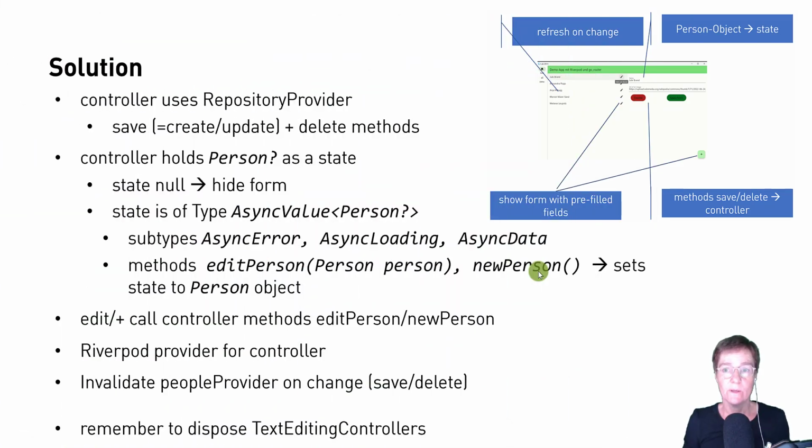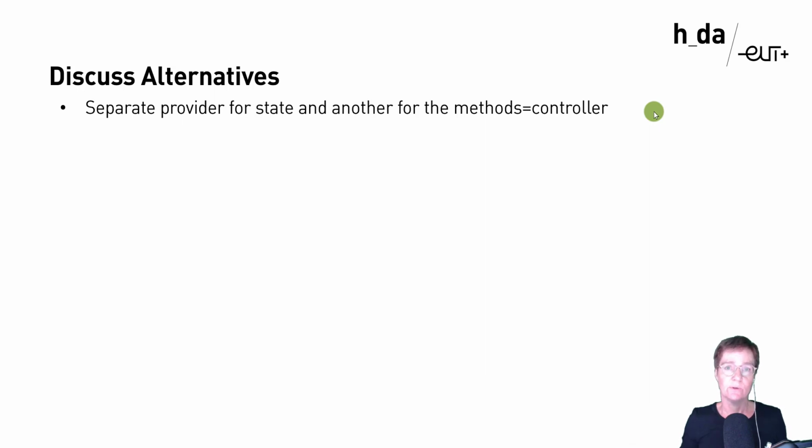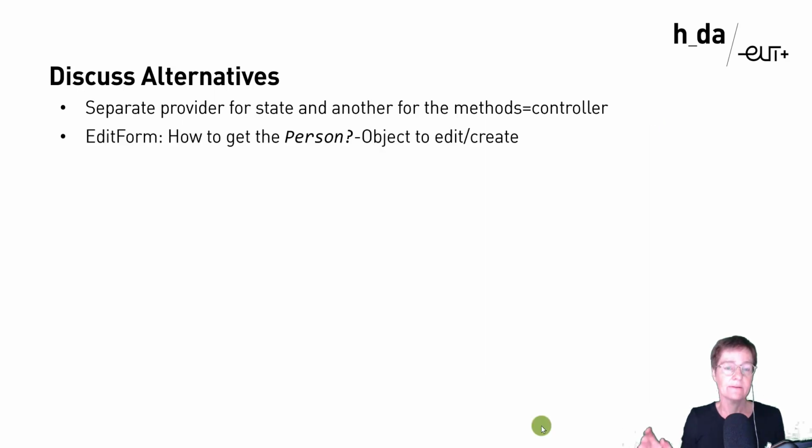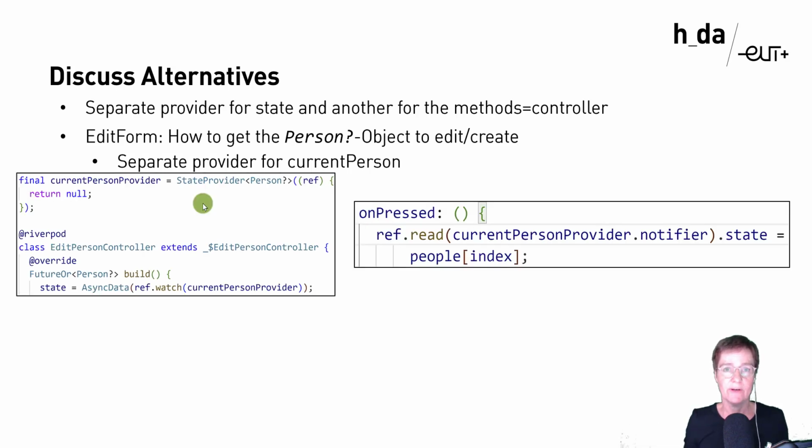So that was one way to address the problems described here. Of course, there are alternatives to do so, as always. You could separate the controller methods from the state itself. Another approach could be to handle how to set the state, how to set which person object I'm editing. For example, I could have a separate current person provider. That's basically a state provider.